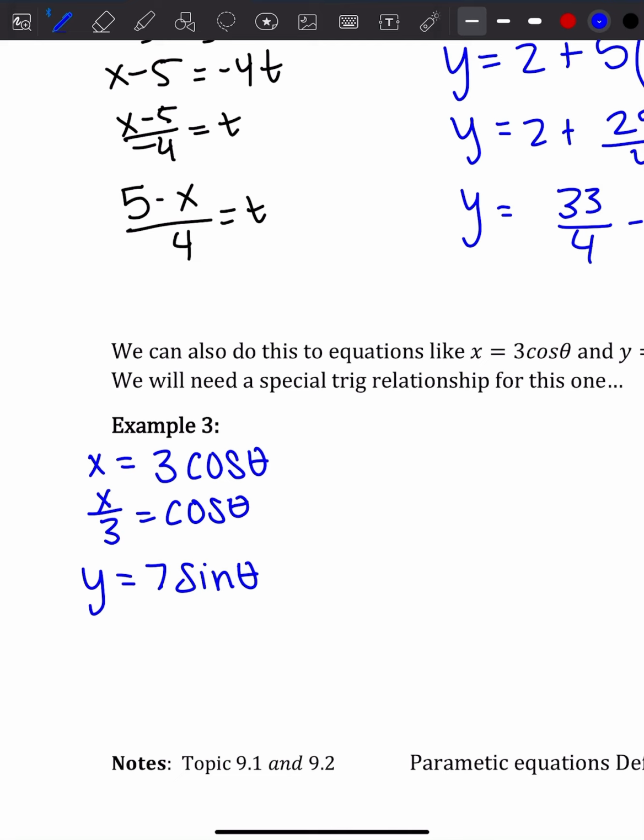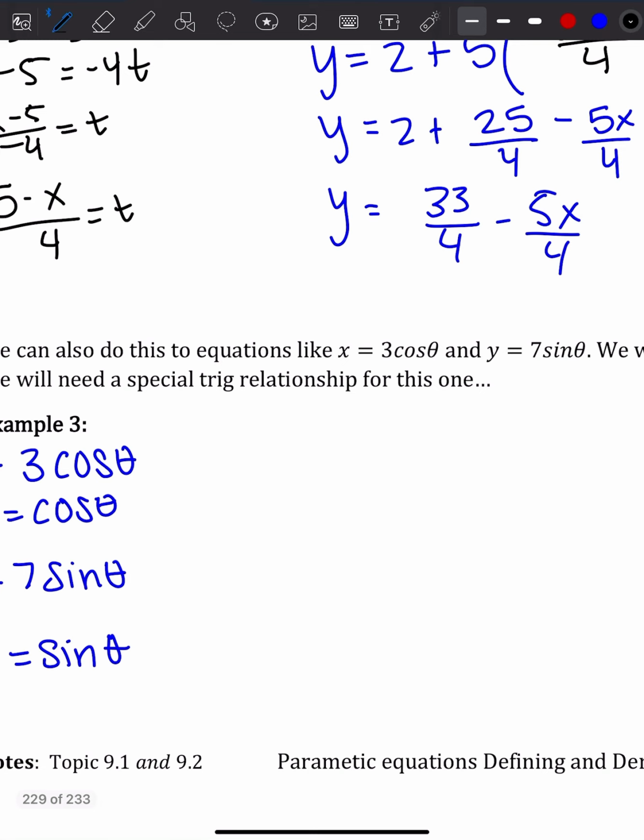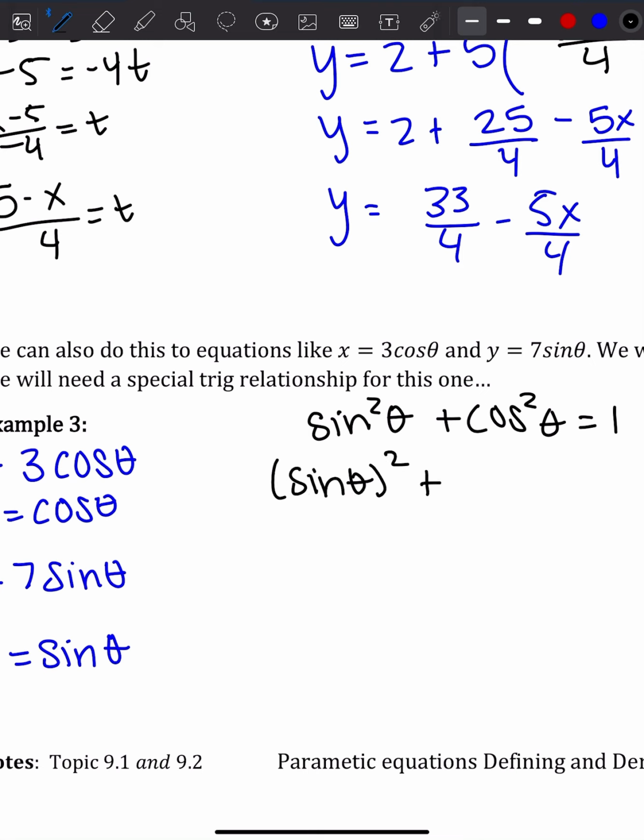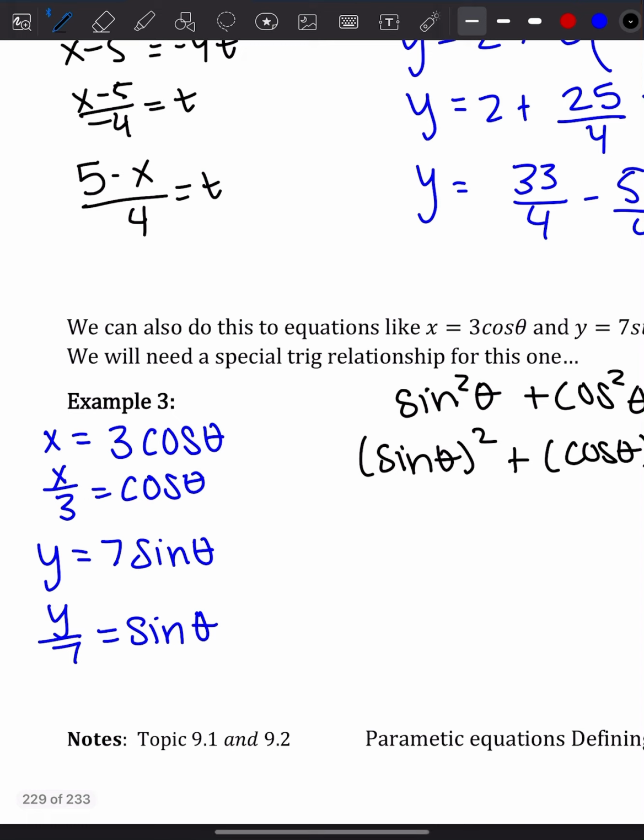So we are still going to move around so all of our cosine and sine are by itself. So we're going to do the division by 3, the division by 7. And the equation that we want to plug it into is one of our Pythagorean identities, and that Pythagorean identity is sine squared theta plus cosine squared theta is equal to 1. Well, sine squared and cosine squared can be written as sine of theta squared plus cosine of theta squared. And we have relationships over here that say sine of theta is the same thing as y over 7, and cosine of theta is the same thing as x over 3. So we're going to go ahead and plug those in.